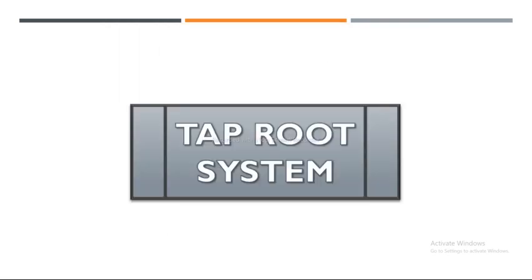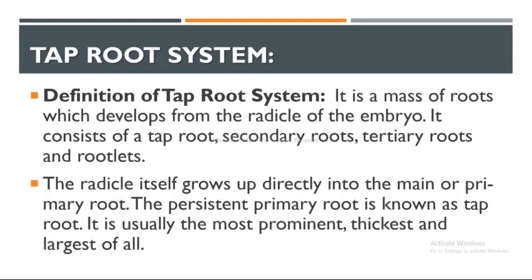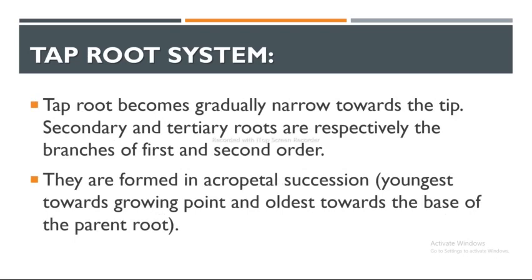First, I will discuss the taproot system. First of all, the definition of the taproot system. It is a mass of roots which develops from the radicle of the embryo. It consists of a taproot, secondary roots, tertiary roots and rootlets. The radicle itself grows up directly into the main or primary root. The persisting primary root is known as the taproot. It is usually the most prominent, thickest, and largest of all. Taproot becomes gradually narrow towards the tip.